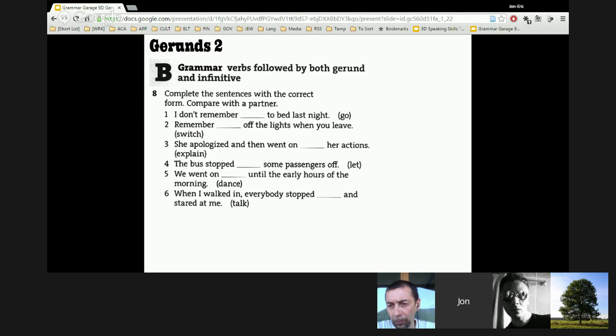Okay. When I walked in, everyone stopped talking and stared at me. Correct. The action of talking ceased. So that is correct. Not everyone stopped to talk, because it's not about the future. It's about stopping the action itself. You got them all correct. That must mean that you're all experts, right?